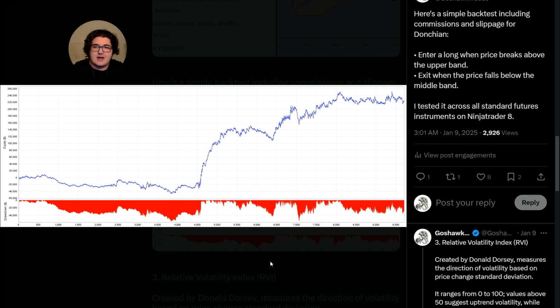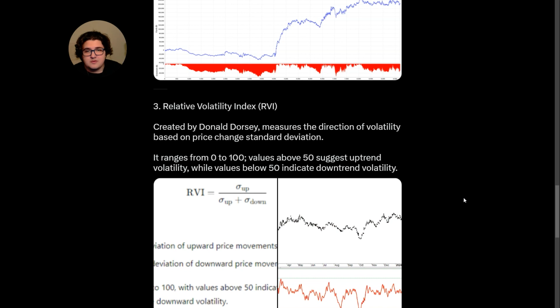This all ties back into how having a portfolio of uncorrelated strategies is incredibly beneficial. It allows you to smooth out your returns and also allows you to limit or at least reduce some of those drawdowns. Now, number 3 is the Relative Volatility Index.